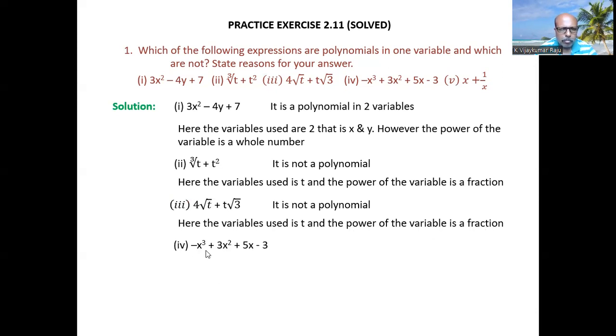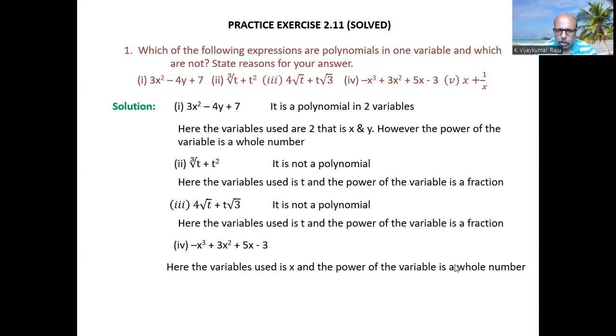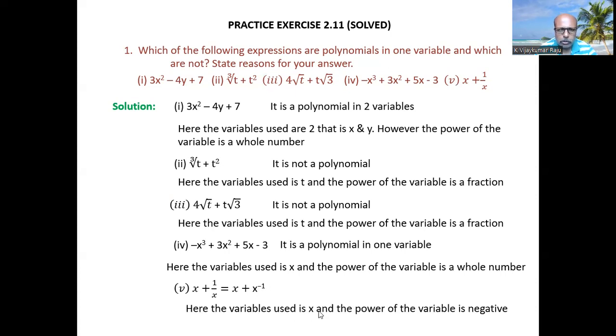Here, variable is x. Only one variable is used. Powers are all positive whole numbers. So here the variable used is x and the power of the variable is a whole number. Therefore, it is a polynomial in one variable. Now see here, 1 upon x. This x is in the denominator. If I were to write this in the numerator, I'll have to write it as x to the power minus 1. That means here the power of the variable is negative. Variable used is 1. Power of the variable is negative. Therefore, it is not a polynomial.